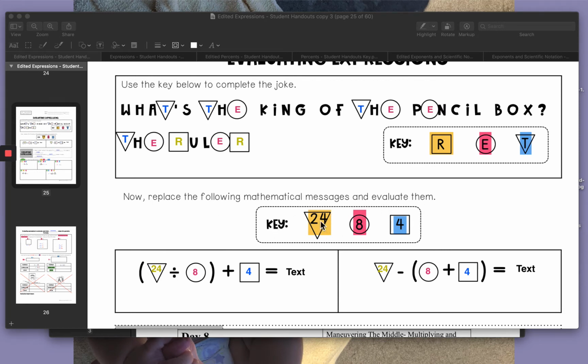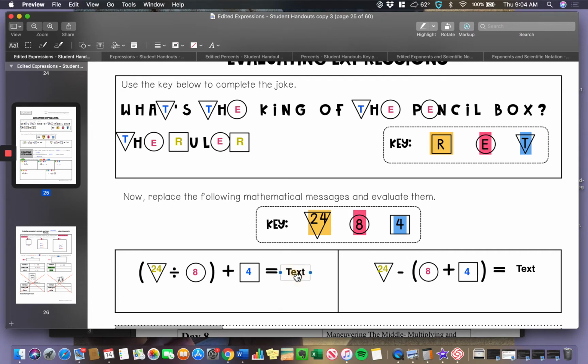On the next part, it says, now replace the following mathematical messages and evaluate them. In our key, we have to plug in the number 24 to our blank triangles, 8 to our blank circles, and 4 to our blank squares. Right here we have our order of operations. We have 24 divided by 8 in parentheses plus 4. 24 divided by 8 is 3, and 3 plus 4 is 7.